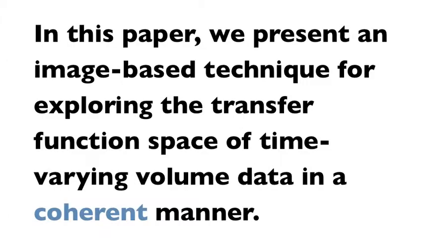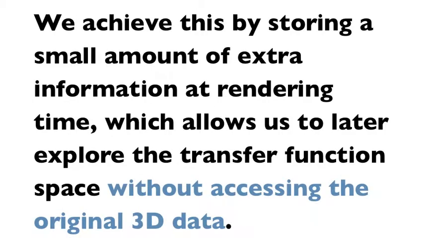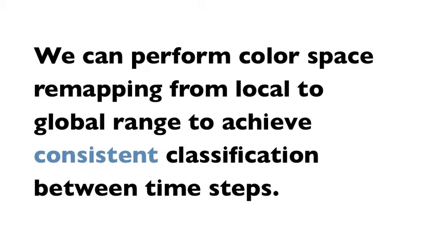In this paper, we present an image-based technique for exploring the transfer function space of time-varying volume data in a coherent manner. We achieve this by storing a small amount of extra information at rendering time, which allows us to later explore the transfer function space without accessing the original 3D data. We can perform color space remapping from local to global range to achieve consistent classification between time steps.